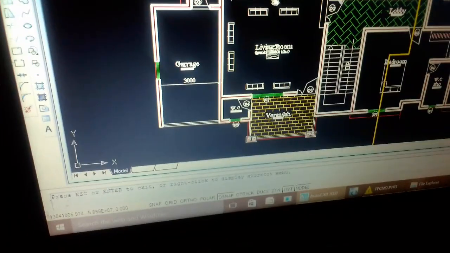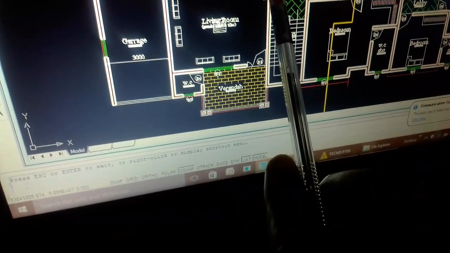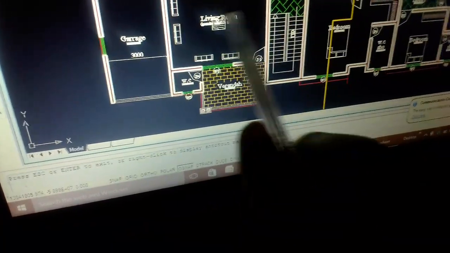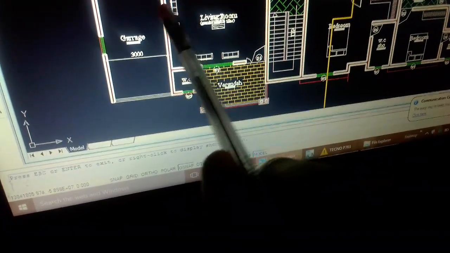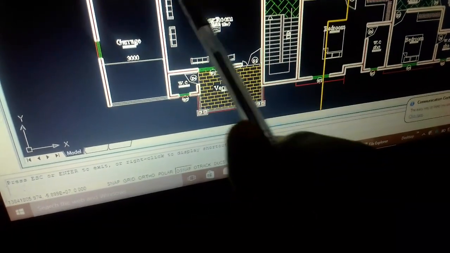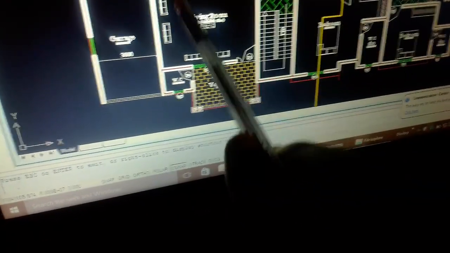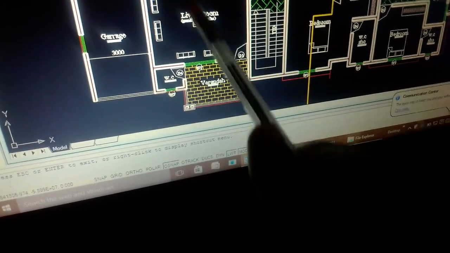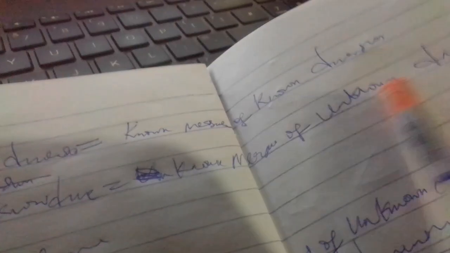Unknown dimension. I don't know the measurement of the width. I don't know the dimension of the length and the breadth of this very space. So let's say I want to get the length of this place or the breadth of this space. Unknown dimension, there is no measurement. It does not have the measurement, meaning that the dimension is not known. So it's called unknown dimension. It's equal to the known measurement of the unknown dimension.